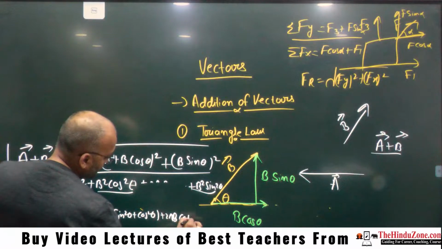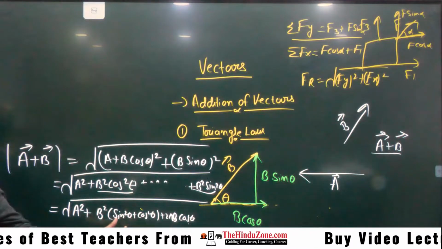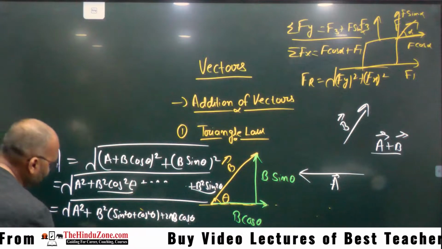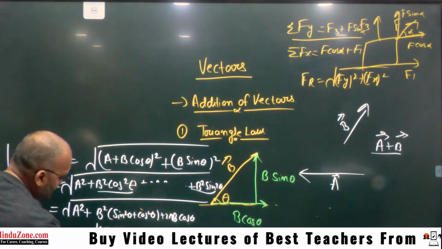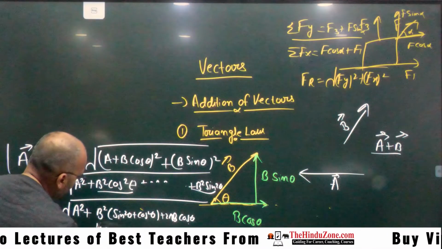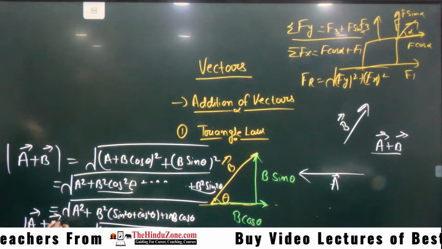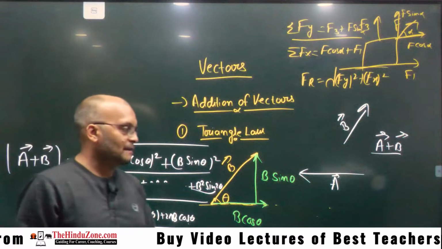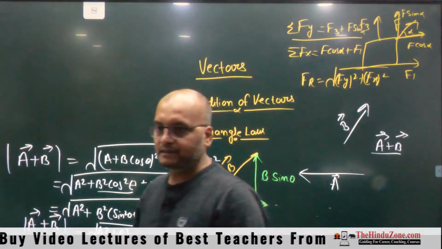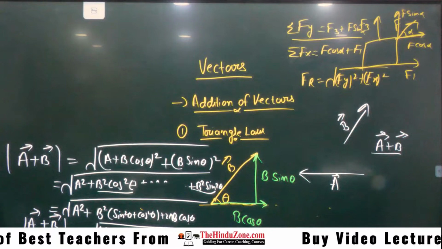Plus 2AB cos theta. Right. What is sin square theta plus cos square theta? It is 1, class 10 mathematics. So under root A square plus B square plus 2AB cos theta. That's the magnitude of the addition of vector A and vector B. You must have read it several times, but I think this is the first time you are realizing how it is done. So that's the feel of it. Got it?